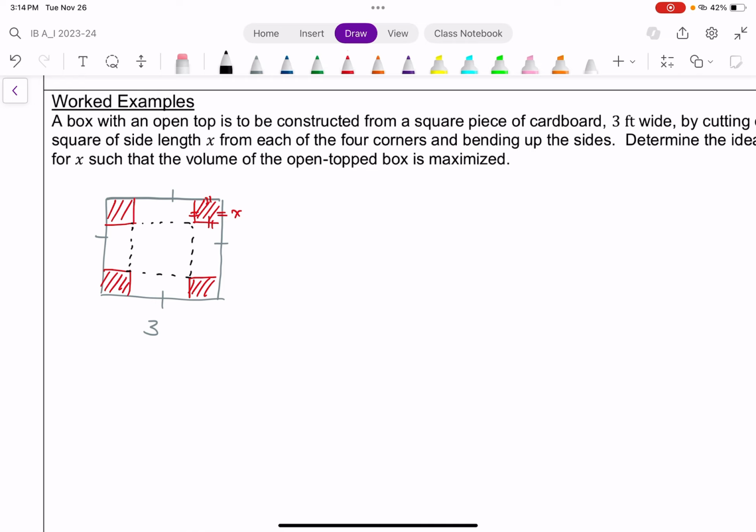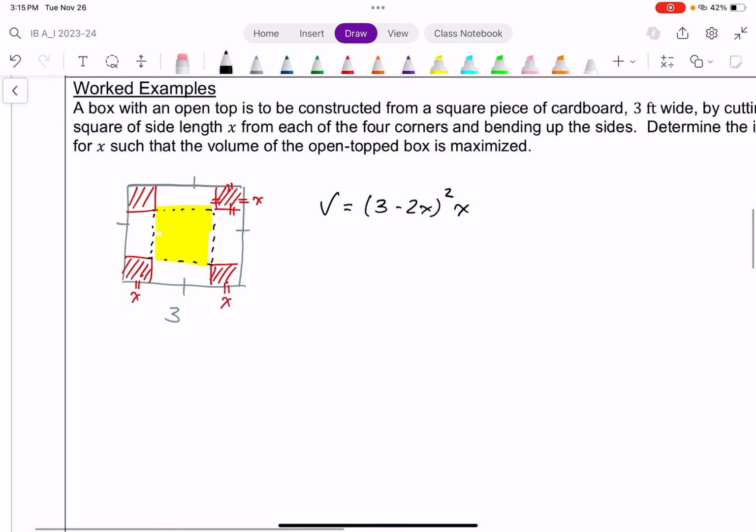prism? And so first, the volume of this prism is the area of the base, which is a square, which is 3 minus each of these x's. So it's 3 minus 2x. So each side of that square is 3 minus 2x, squared. That's the area of the whole square, times the height. And when you fold this up, the height of this box is just the length of that x.